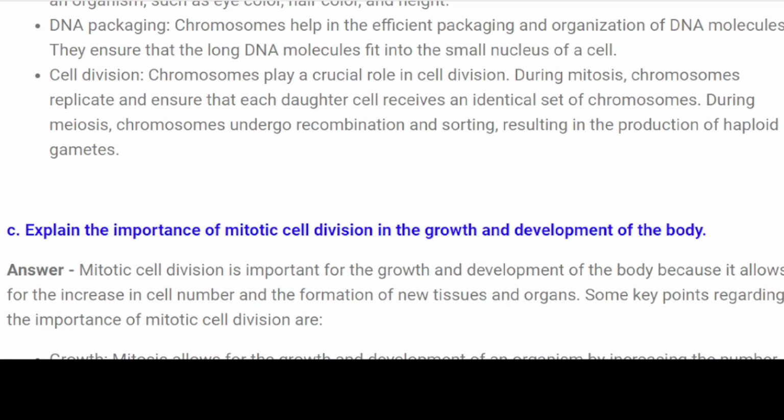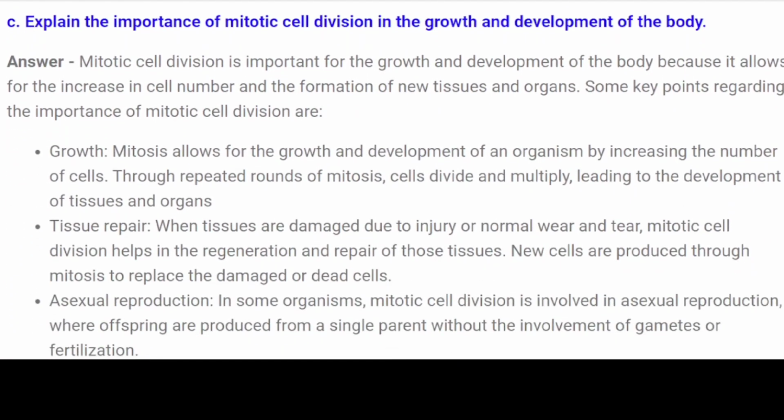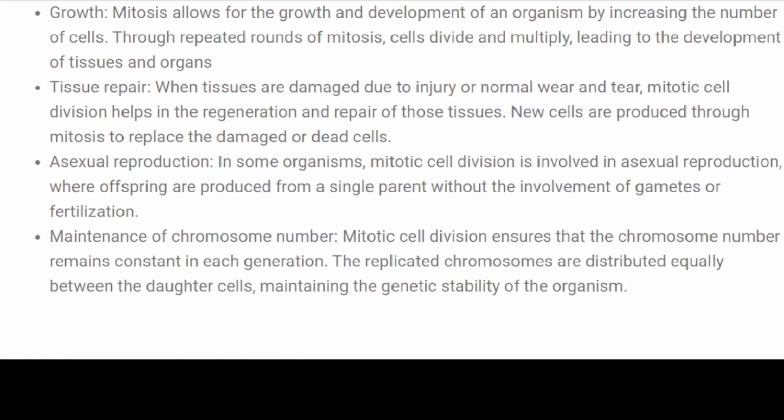C. Explain the importance of mitotic cell division in the growth and development of the body. Answer: Mitotic cell division is important for the growth and development of the body because it allows for the increase in cell number and the formation of new tissues and organs. Some key points regarding the importance of mitotic cell division are: Growth. Mitosis allows for the growth and development of an organism by increasing the number of cells. Through repeated rounds of mitosis, cells divide and multiply, leading to the development of tissues and organs.